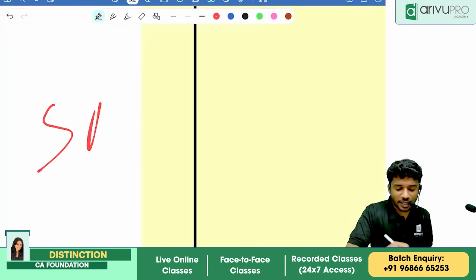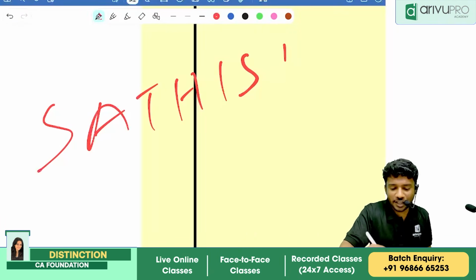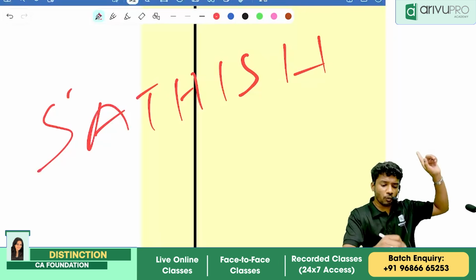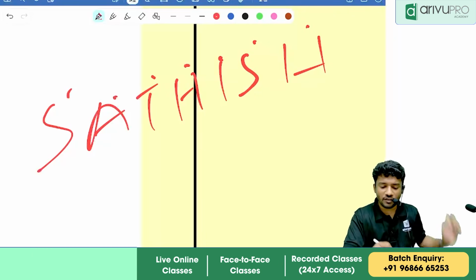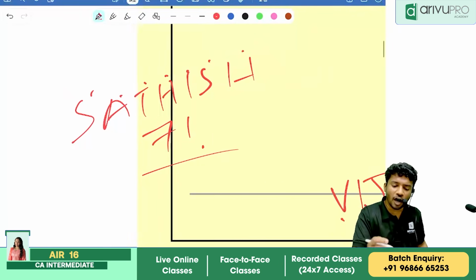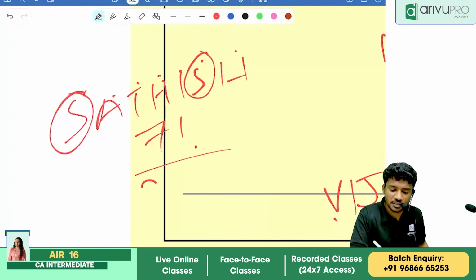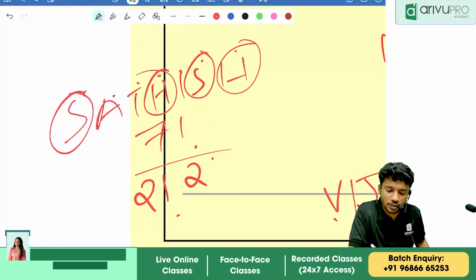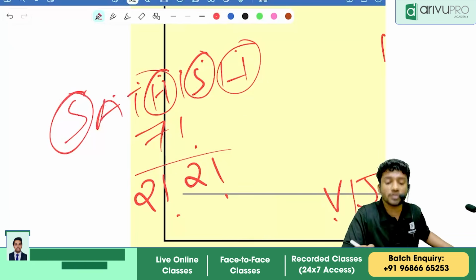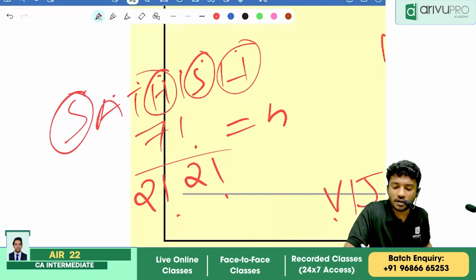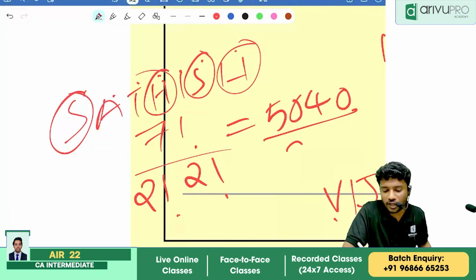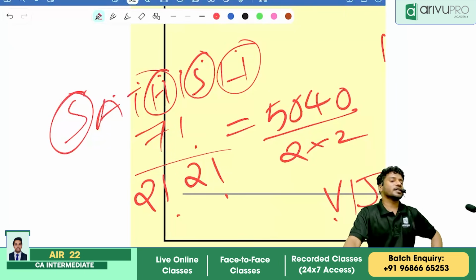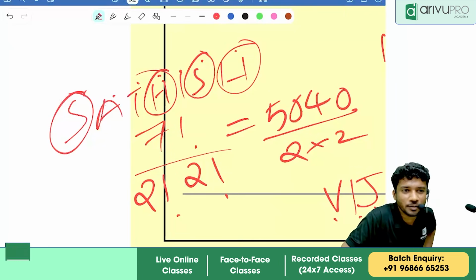Another name, people? Satish. S-A-T-H-I-S-H. Now, how many letters are there? 1, 2, 3, 4, 5, 6, 7. 7 factorial divided by. How many letters are repeated? S is repeated 2 times. Anything else repeated? H is repeated 2 times. Anything else? No. 7 factorial is how much? 5040 divided by 2 into 2. That's your answer. Understood the method, people?